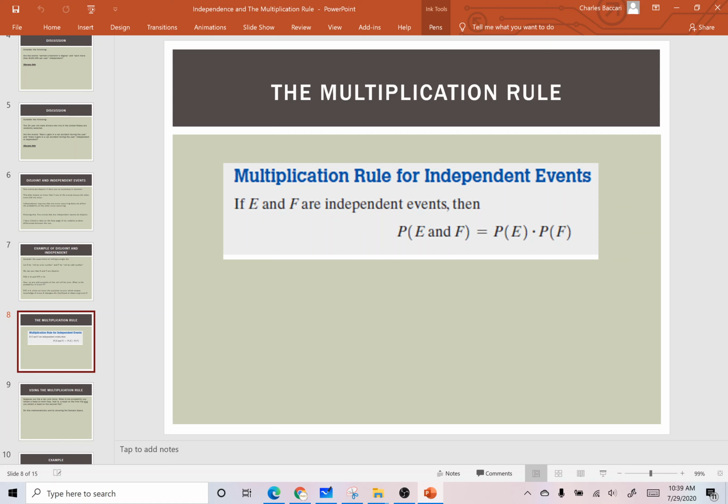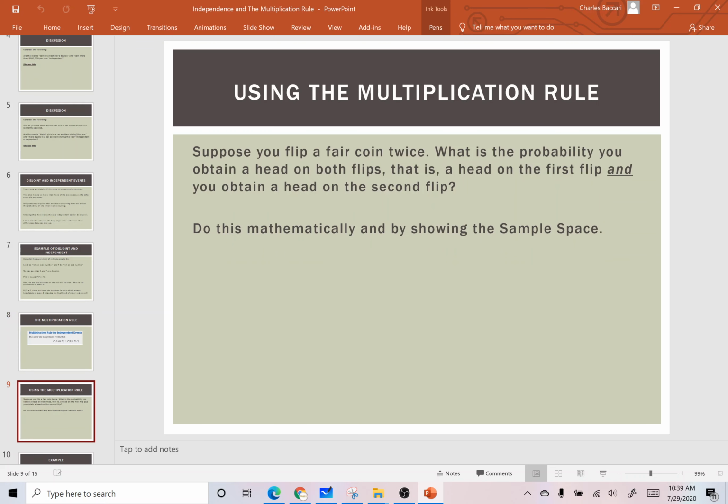Now, the multiplication rule works as follows. If E and F are independent events, then P(E and F) is P(E) times P(F). So, suppose you flip a coin twice. What is the probability you obtain heads on both flips? What is the probability you obtain a head on the first and a head on the second?